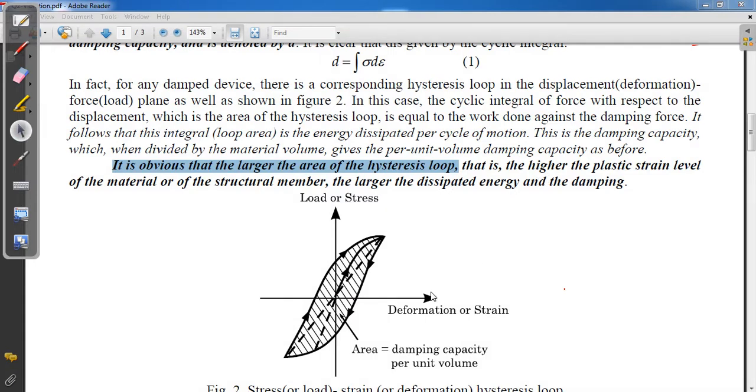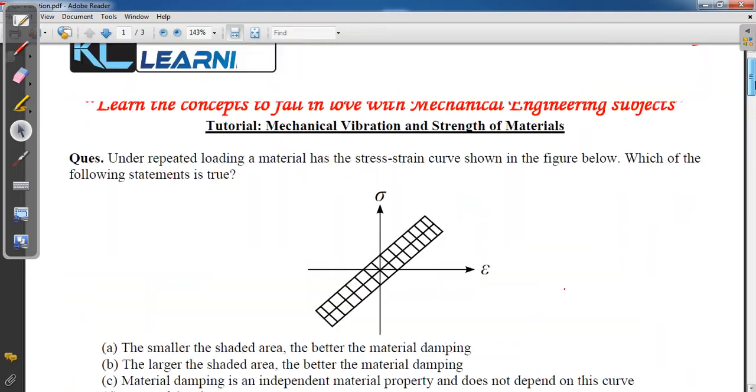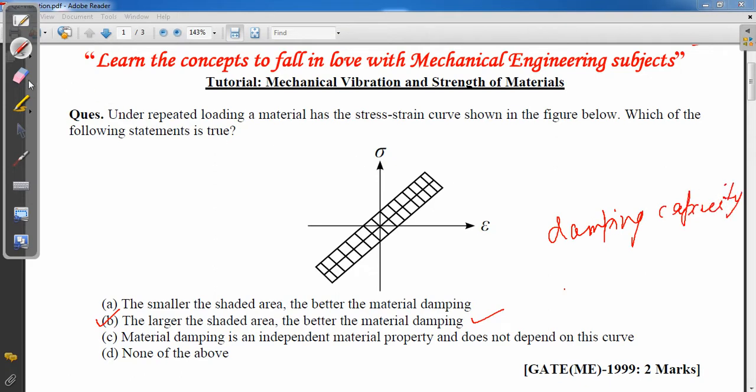So by understanding the concept of damping, dissipated energy and this hysteresis loop, you can do this question. So now we get that option B is right. The larger the shaded area, the better the material damping. Damping capacity will be more. We have seen damping capacity will be more depending upon that area. So option B is right.